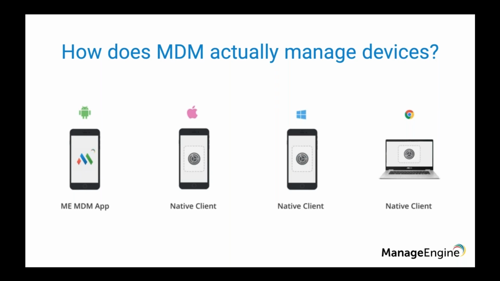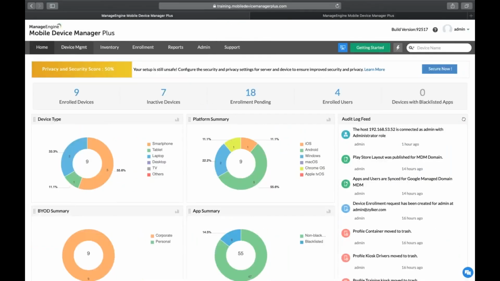So let's take a quick look at what the MDM is and what the console looks like for new users. So this is the MDM console. You have tabs ranging from Home tab to Support. So Home tab is just a predefined collection of details as to what type of devices are enrolled, what actions have been performed in the last few hours, app summary, platform summary, etc.